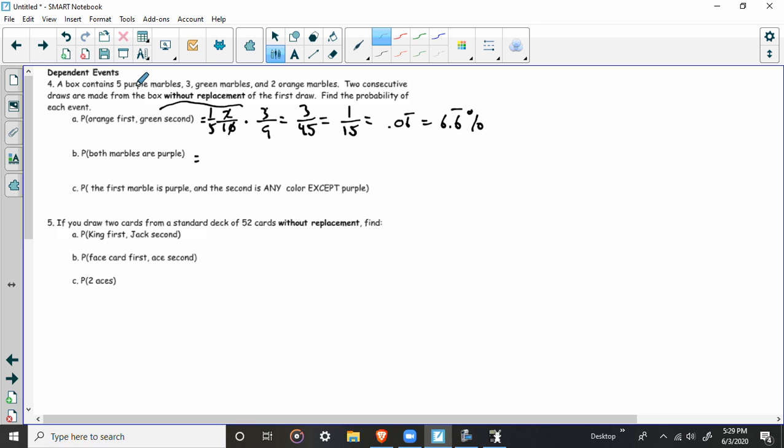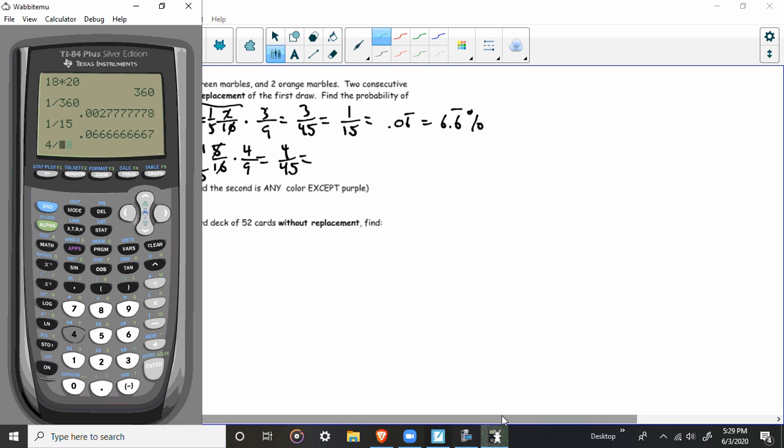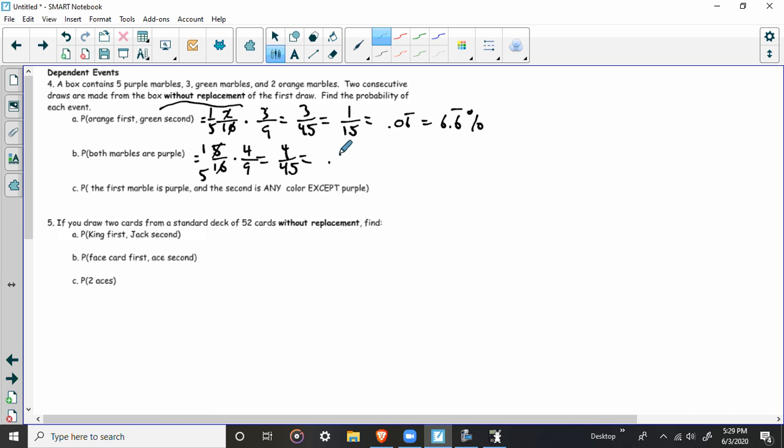So again, there's 5 out of 10 on the first try, but on the second try, well, you have 1 that you took out, so there's 4 purple marbles out of the 9 that are left, okay? So again, you want to reduce this in advance. You can say this is 1/5, and you can say that that is a 4 out of 45 chance, which is 0.08 repeating, which is about 8.8%.